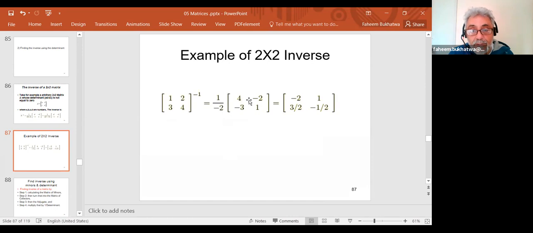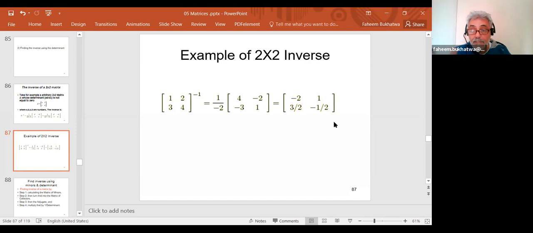So minus half into 4 is minus 2. Minus half into minus 2 is plus 1. Minus half into minus 3, the sign is plus, that's 3 over 2, that's 1.5. And minus half into 1 is minus half. And this is the inverse. So this is the inverse matrix. This is how you find the inverse matrix using the determinant.